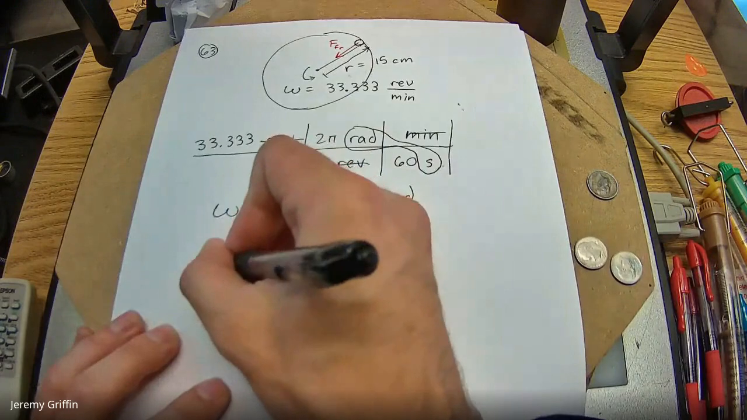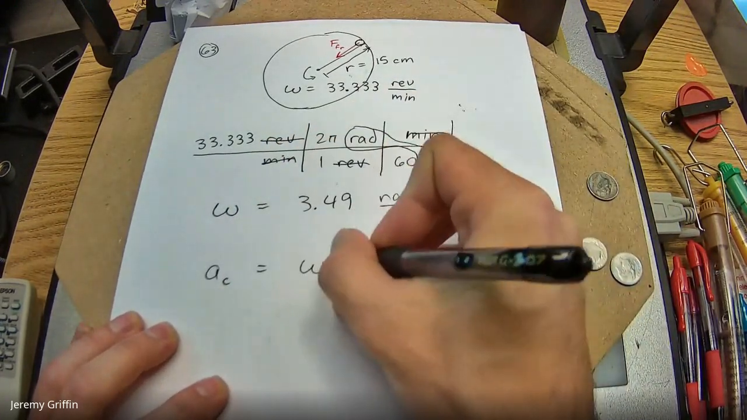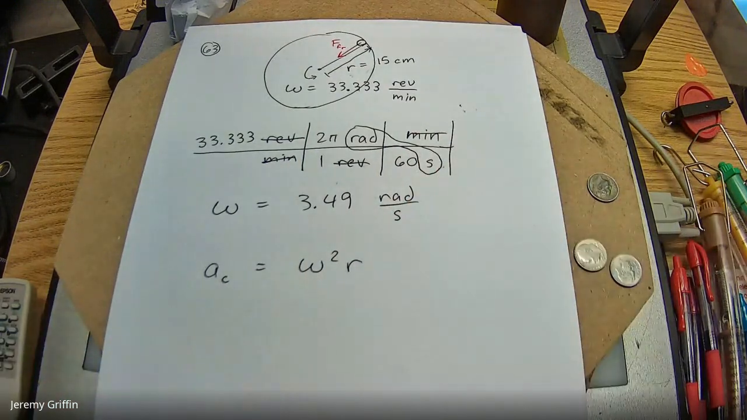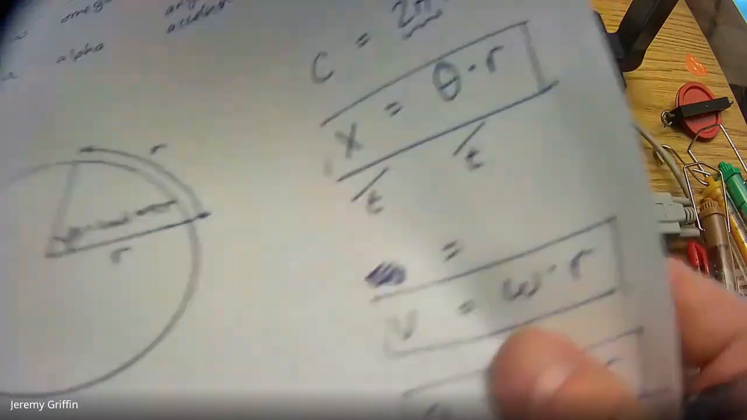What is the centripetal acceleration at 5, 10, or 15 centimeters away? Well, I gave you guys this formula, omega squared r. That's straight from your notes from just a few minutes ago.